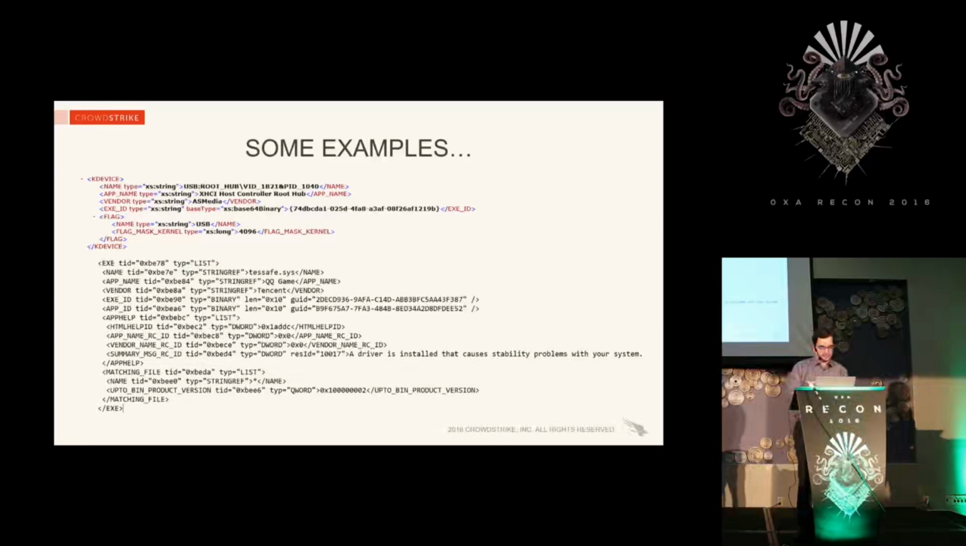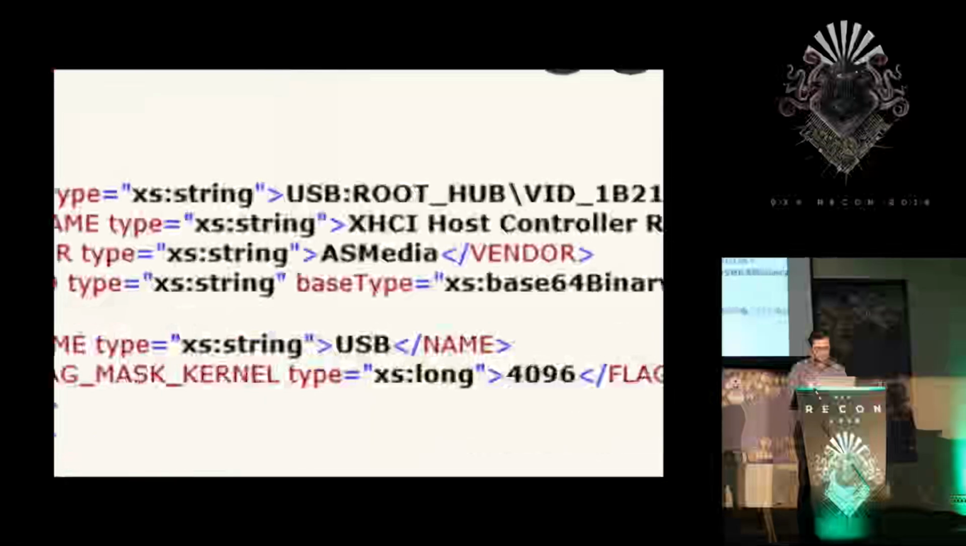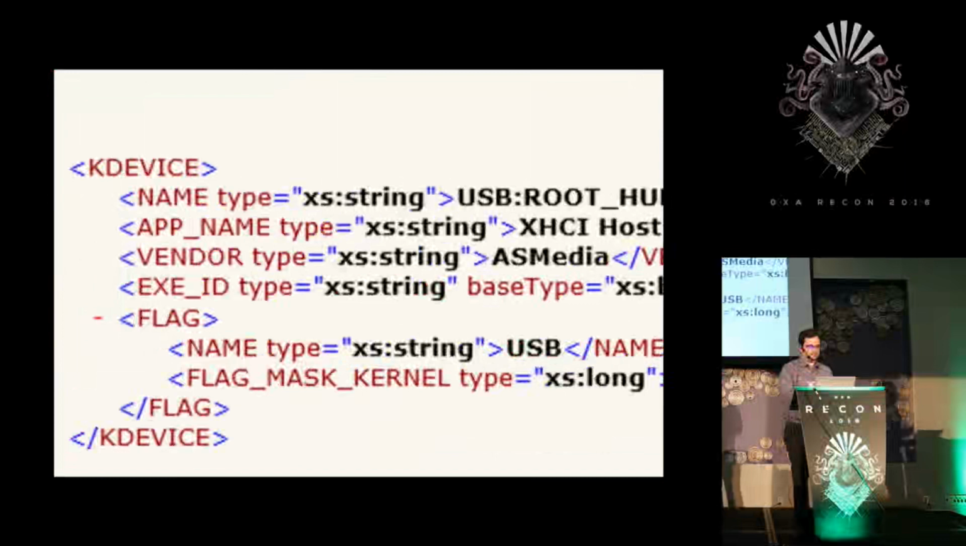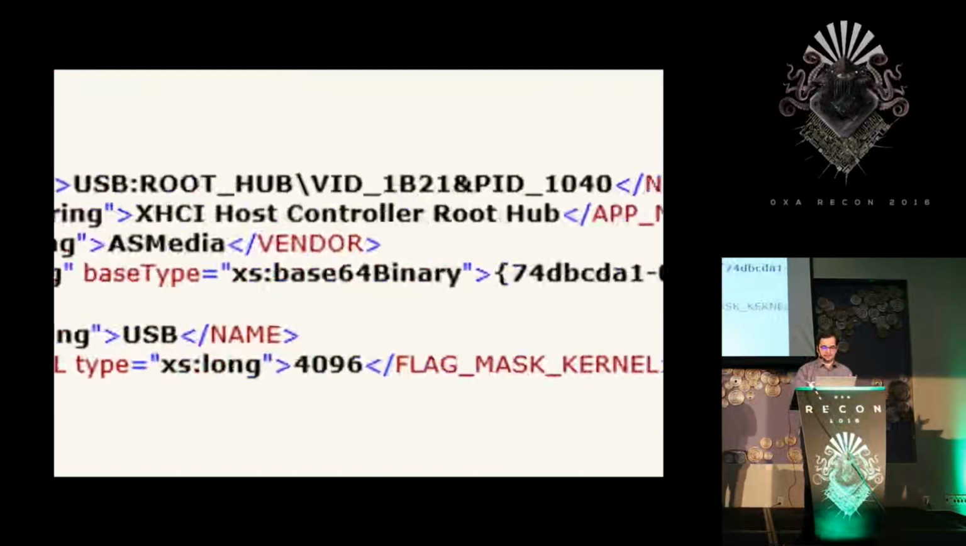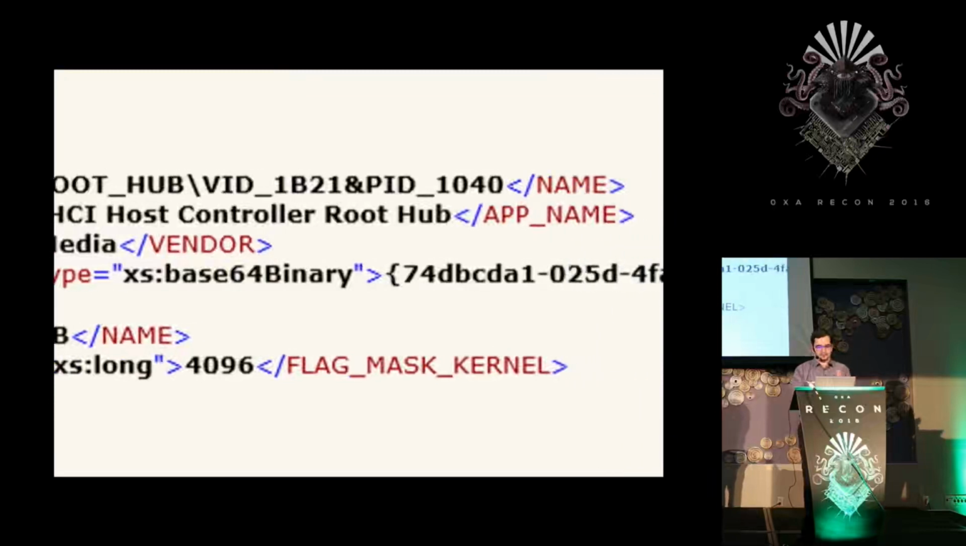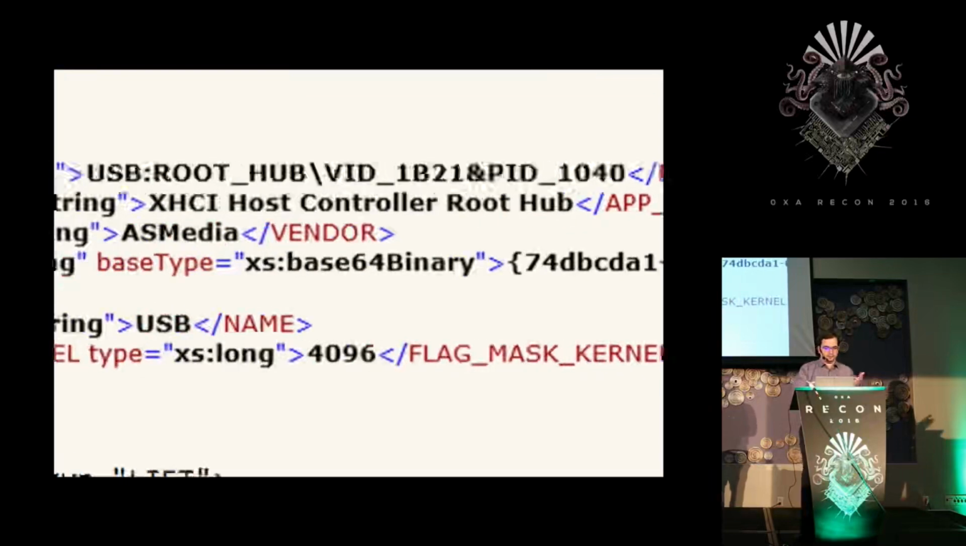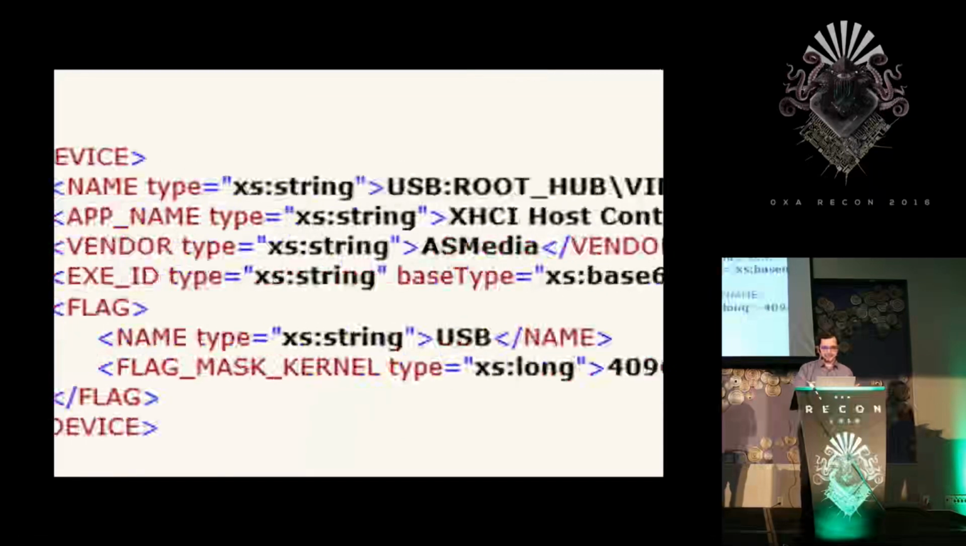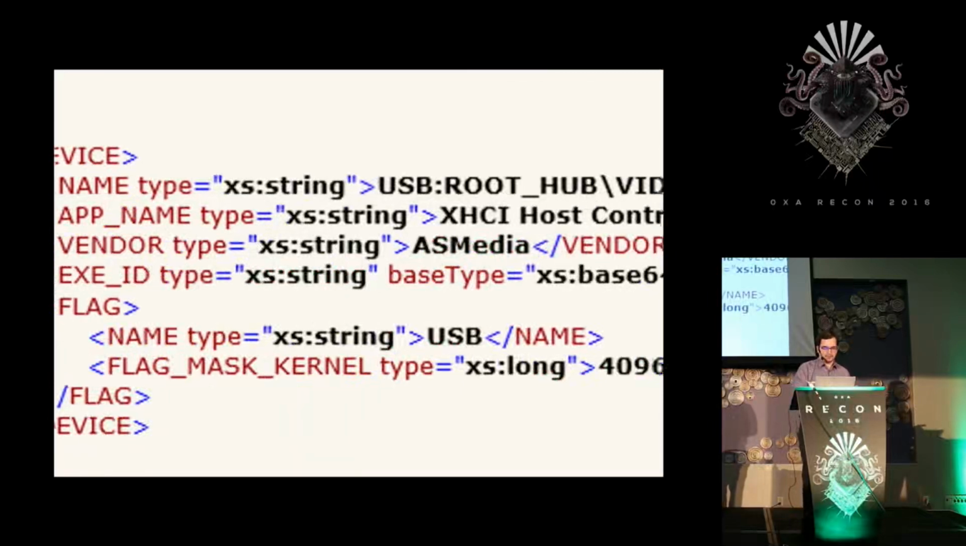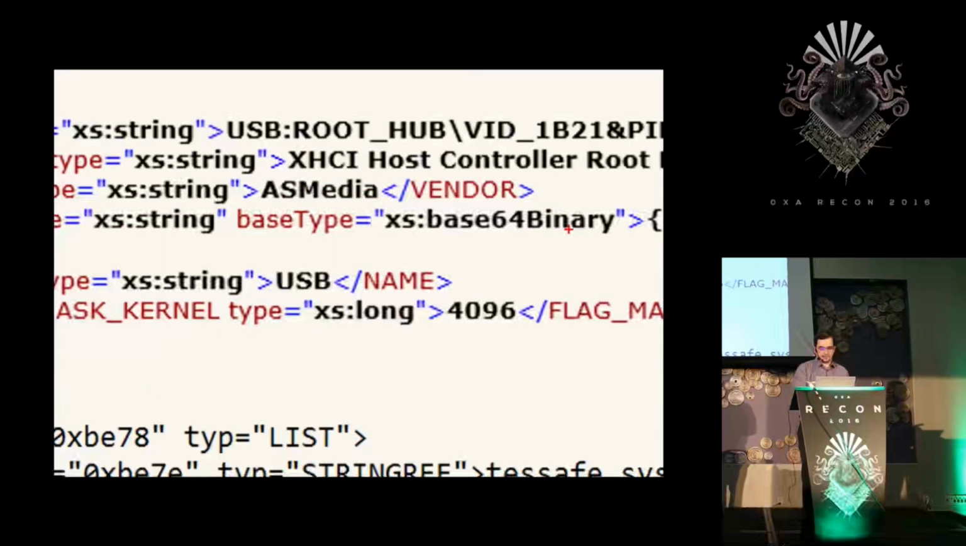I've got both the XML dump from one of the tools and the XML dump from the other tool. So there's one here that basically says, this is a KDEVICE shim. So this is a device shim. And the name identifies some sort of hardware. So if I have something from vendor 1B21, product 10B0, which looks like an ASMedia vendor, so some sort of USB 3 device made by ASMedia, it's going to apply the flag 4096 with the name USB.